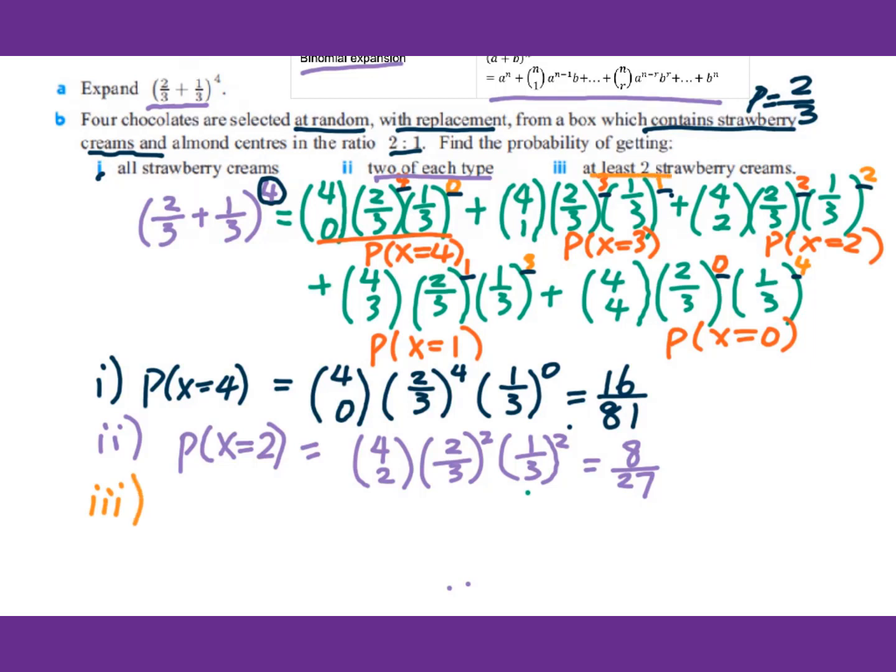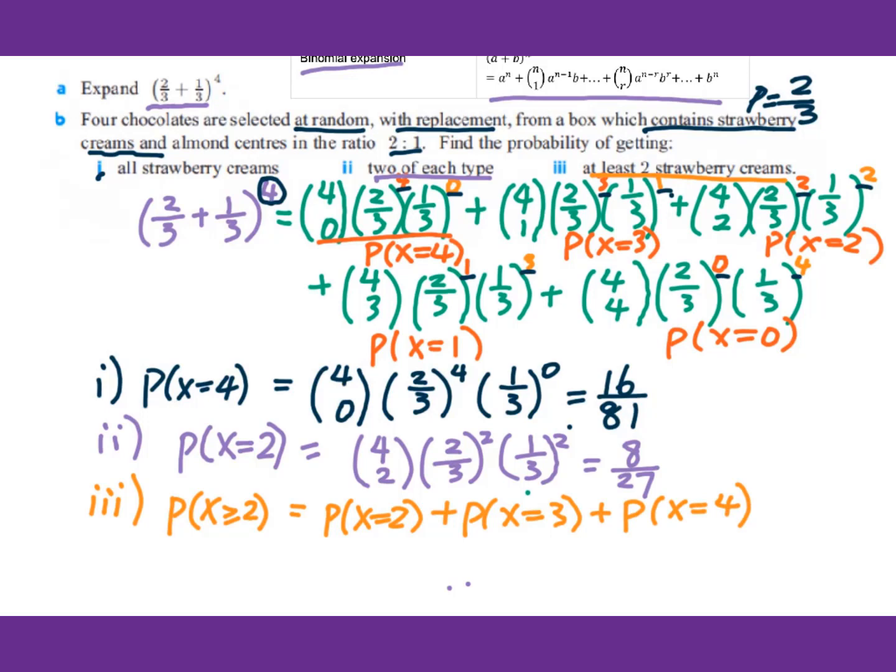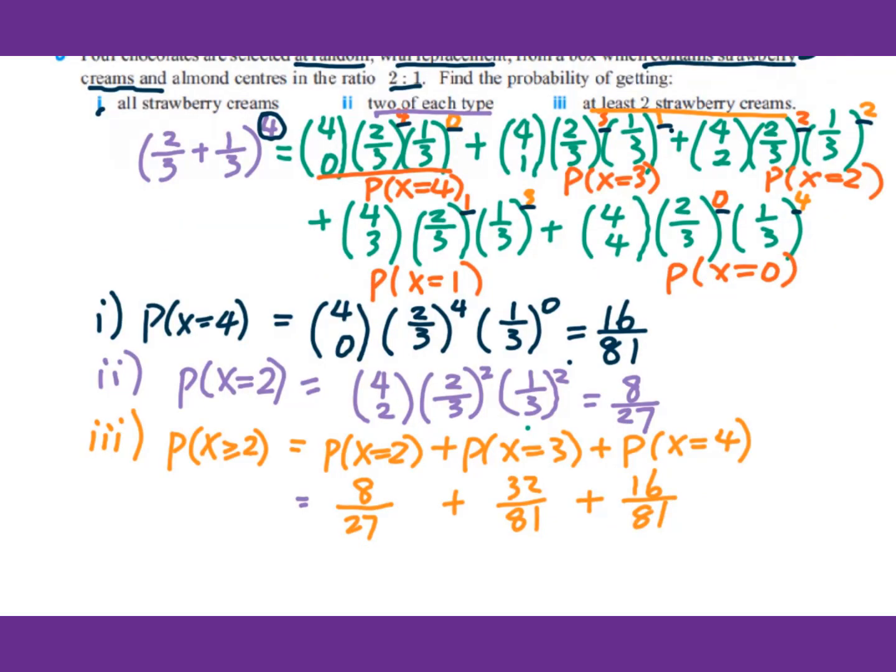Let's go to number 3. At least 2 strawberry creams, which means we need probability X greater than or equal to 2. That will be probability X equals 2 plus probability X equals 3 plus probability X equals 4. So using the graphing calculator, you will get probability X equals 3 will be 32 over 81. We already got these 2, so we add them together. You will get 72 over 81.